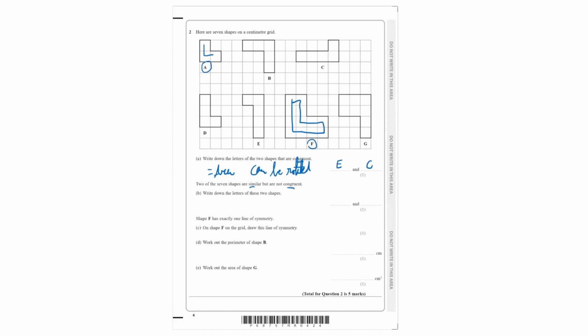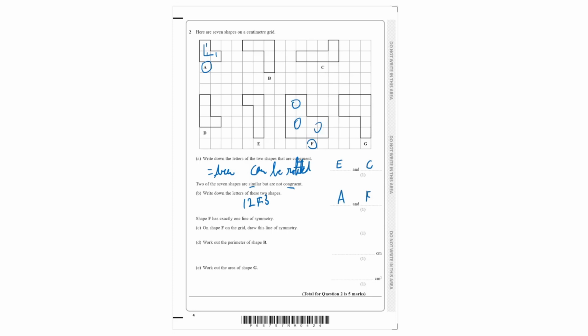Here we have A, which looks like this, and here we have F, which looks like this. And the reason they're similar is because A has exactly 1, 2, 3 squares in it, and F has 12 squares in it. And since 12 is a multiple of 3, these two shapes are similar, but since 12 is not equal to 3, they are not congruent. So we can simply put here A and F.